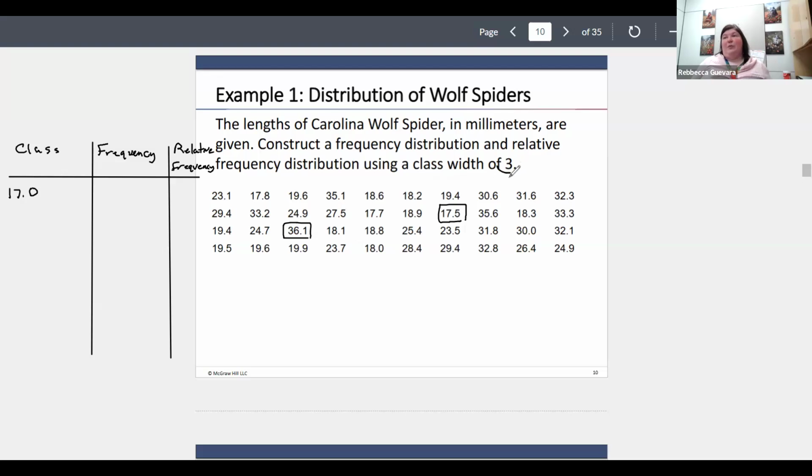So we want a class width of 3, so I have to add 3 onto this to hit the next class. The next class should start at 20. If I add another 3, the next class should start at 23, then 26, then 29, then 32, and then 35. Nope, I think we can stop there.